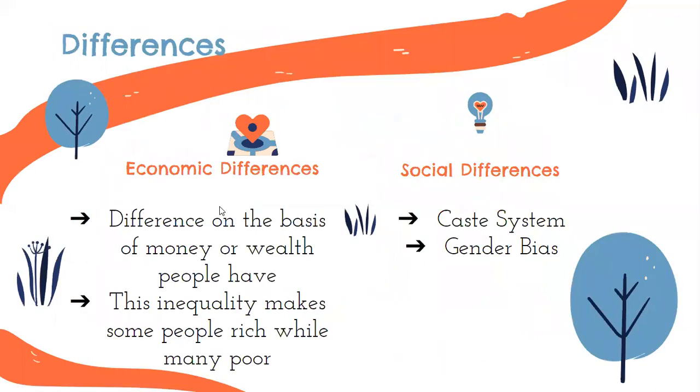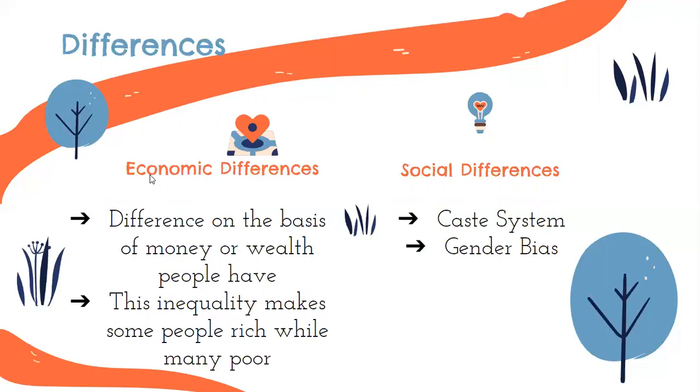But students, I want to come back to the fact that in India we have certain differences, and these differences are not good, right? So there are two kinds of differences, students. One is the economic difference and one is the social difference. Now, what is the economic difference? Economic, students, has got to do everything with money, right? So the difference on the basis of money or wealth that people have is known as the economic difference, right?